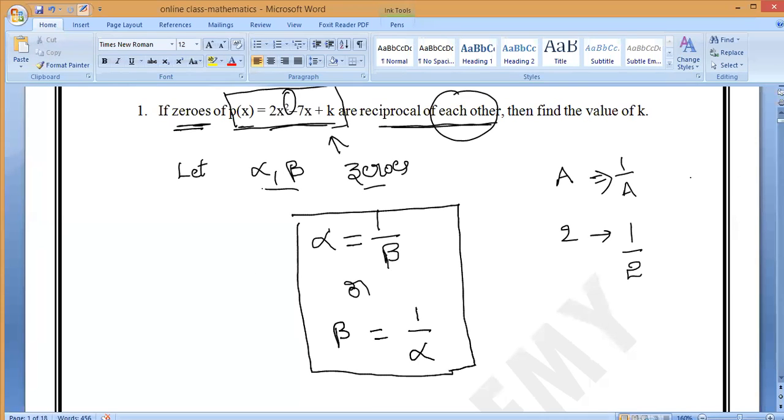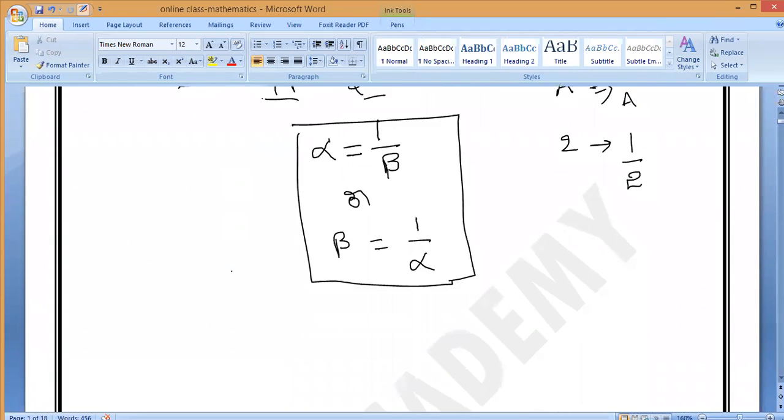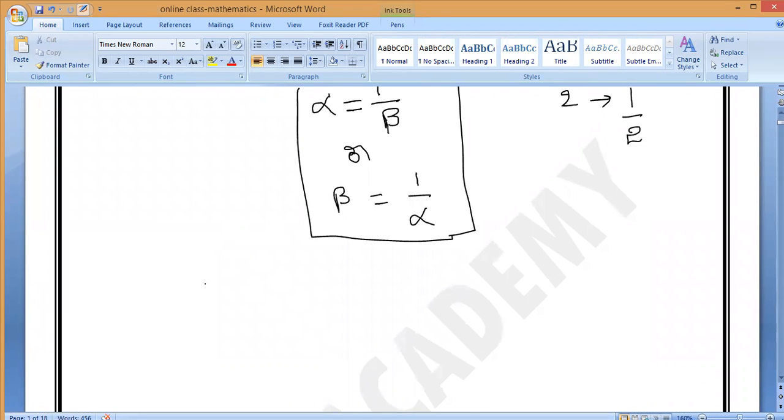Here we have to find the k value. How to find the k value? Say anyone. Ma'am, we should find the zeros first. We know the relationship between zeros and coefficients, correct? First write the relation. Sum of the zeros: alpha plus beta is equal to minus b by a.